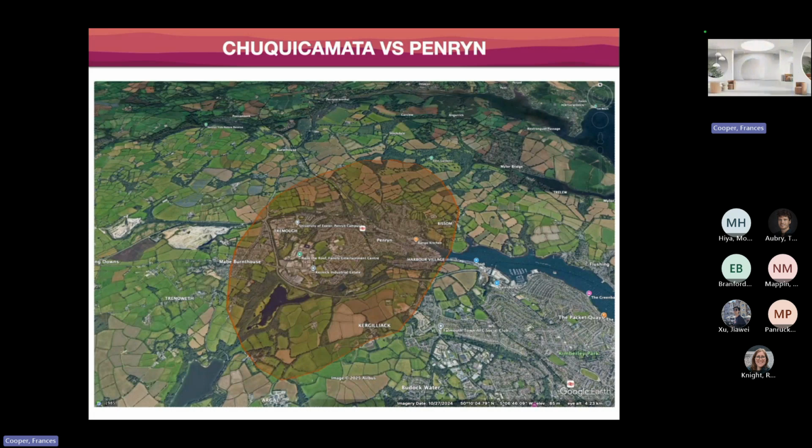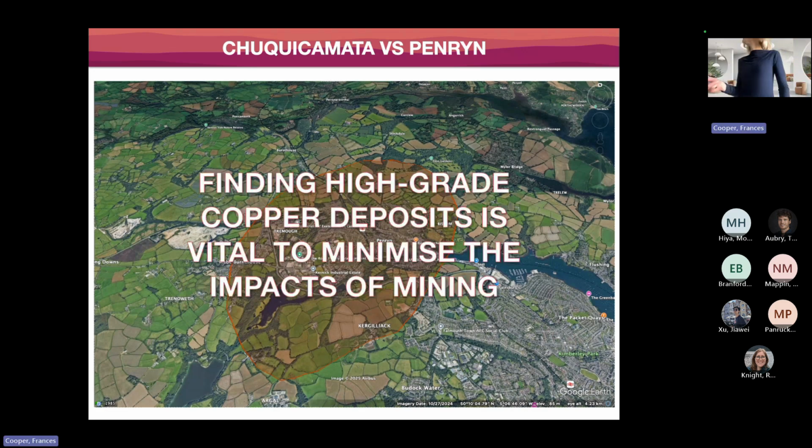And when you go there, there are no trees. There are really very few buildings, and it's almost impossible to get a good sense of that scale until you map it onto somewhere that you're familiar with. And you just realize that if we need to extract copper from things that are that low grade, we're going to very quickly run into all sorts of political, social, environmental considerations and issues. So finding really high grade copper deposits is really vital to minimizing the impacts of mining.